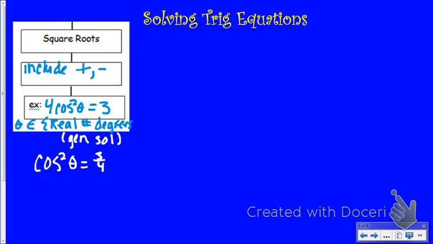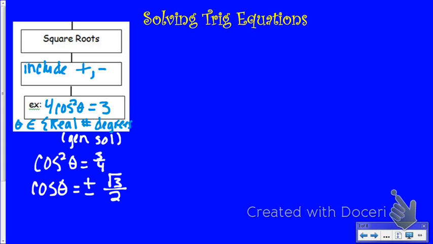Then to get cosine by itself, I'm going to take the square root. And this is when it's important for us to remember when we take a square root, I need to include the positive and the negative. So when I square root this, I'm going to get that cosine theta is equal to not only positive the square root of 3/4, but also the negative square root of 3/4. And remember, when you square root a fraction, you square root the top and you square root the bottom. So that should be a number that looks familiar to you guys. Root 3/2 is one of our exact values.